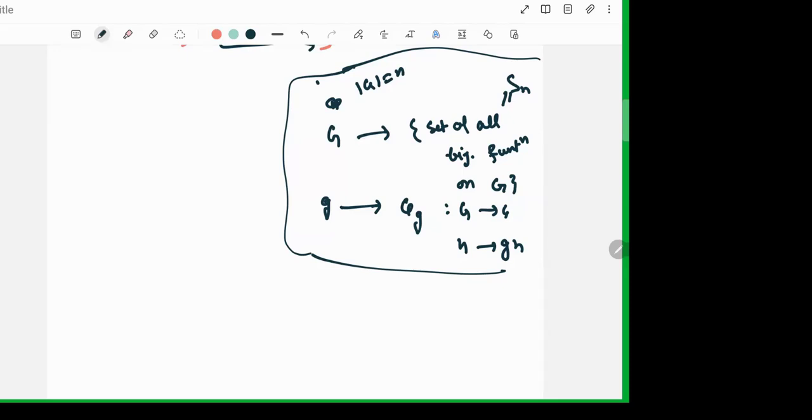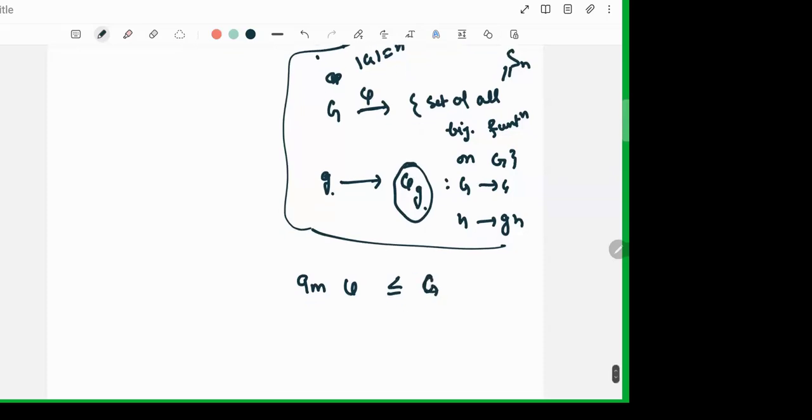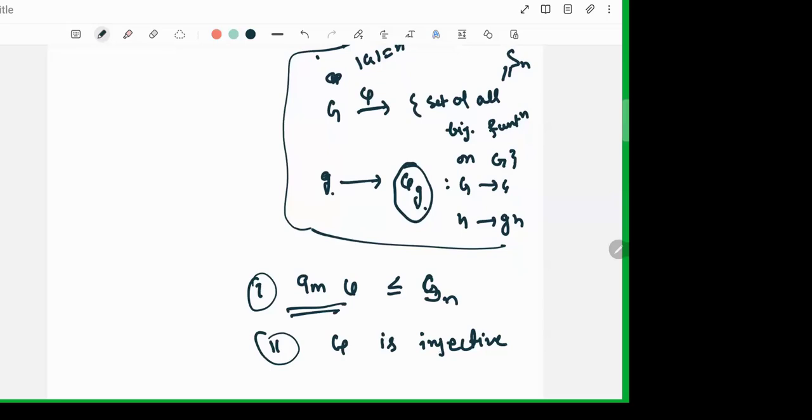Suppose I am giving you this morphism phi, which is basically sending g to phi g. So now this phi G is a subgroup here. I will claim that this image of phi is a subgroup of Sn. Second thing, the second claim is that phi is injective. I will claim these two things.